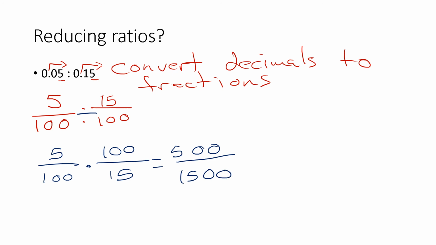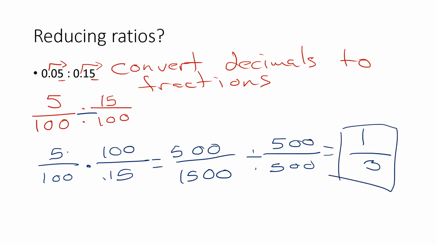And we can reduce this answer. Both of these were multiplied by 100. Actually, both of these were multiplied by 100 and by a multiple of 5, so we can divide both of these by 500. 500 divided by 500 is 1. 1500 divided by 500 is 3. So our final answer is 1 to 3, or 1/3. Either of those.